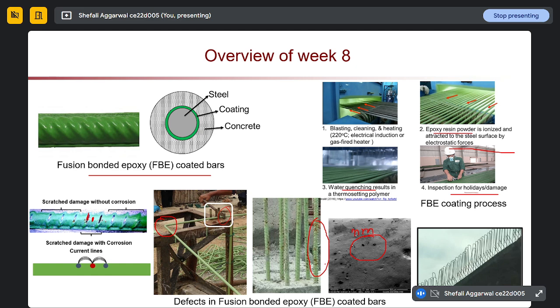Another disadvantage is exposure to UV rays. Normally in UV rays, what will happen to these types of coatings? There are chances of melting and then they will get destroyed. So these are the main defects or disadvantages of epoxy coated rebar.